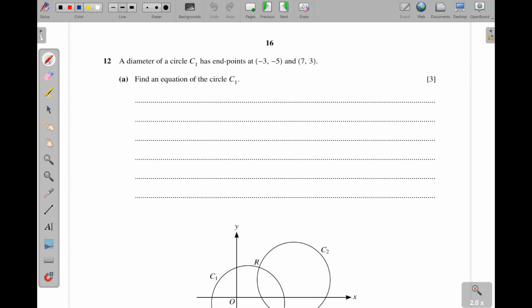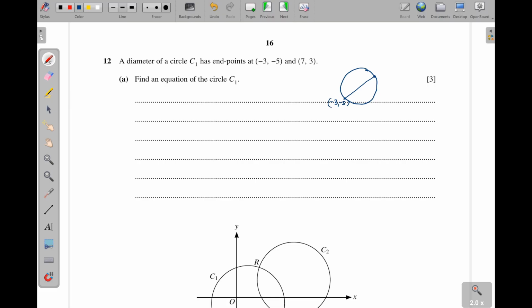Question 12. A diameter of the circle C1 has the endpoints, these ones here. Find the equation of the circle. Of course, if you have the circle here and a diameter, so let's first put these ones here, -3, -5. Maybe it is this one here, -3, -5.